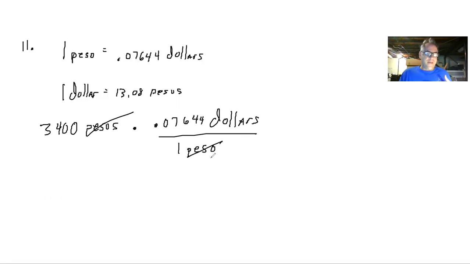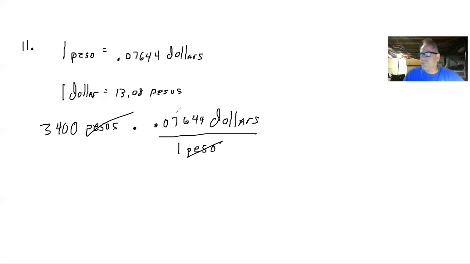If I had dollars and I wanted to know how many pesos, I would have used this one. And then it's just a matter of actually 3,400 times that. And again, that's where we want our calculator. So 3,400 times 0.07644.